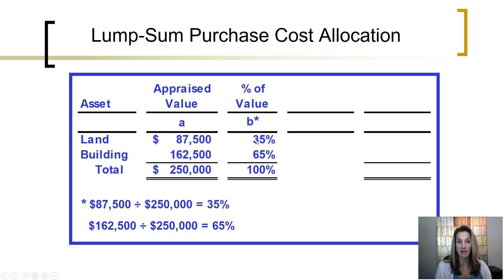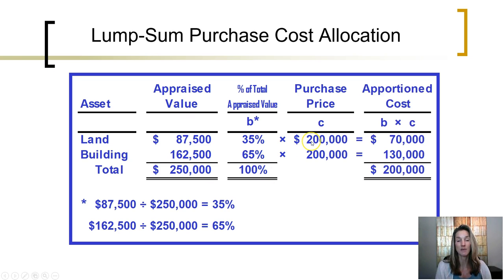If 35% of the total market value of the purchase is attributable to land, we will allocate 35% of the purchase price. Purchase price was $200,000. $70,000 of it will be recorded as a land asset. Of the $200,000 purchase price, the other $130,000 will be recorded as building. So the journal entry here would be to debit land for $70,000, debit building for $130,000, and credit cash for $200,000.